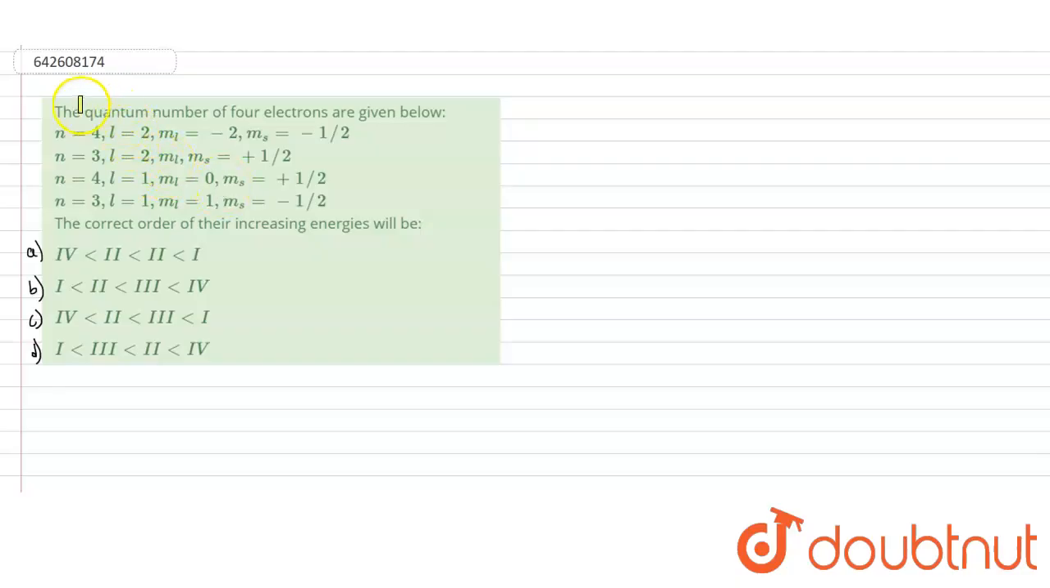Hello. So the question says that the quantum numbers of 4 electrons are given below. We have to tell the correct order of their increasing energy. Before doing this question, we have to understand some basic concepts.